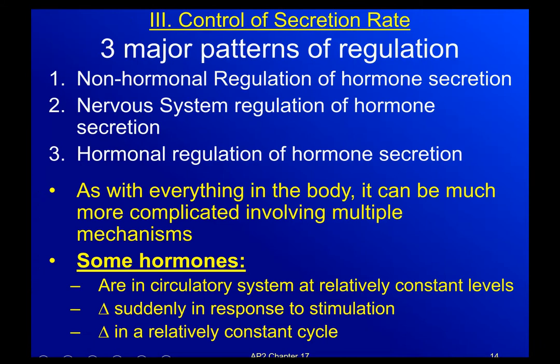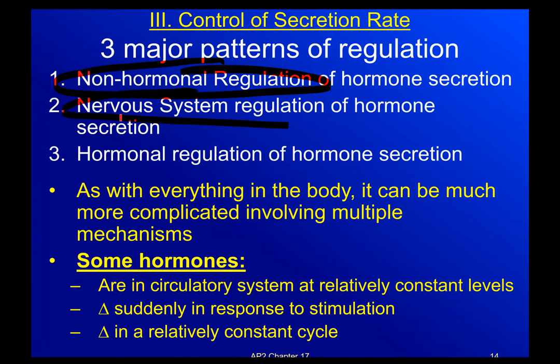So there are three major patterns of regulation for hormones. There's non-hormonal regulation of hormone secretion, nervous system regulation of hormone secretion, and hormonal regulation of hormone secretion. In other words, what mechanisms actually control when a hormone is released? There's this one, there's this one, and there's this one. So, as with everything in the human body, because nothing can ever be simple, it's going to be usually a lot more complicated than we're describing it.